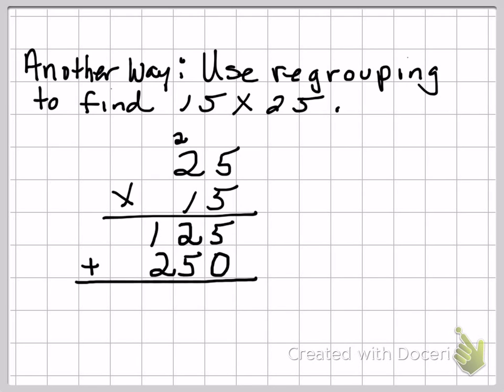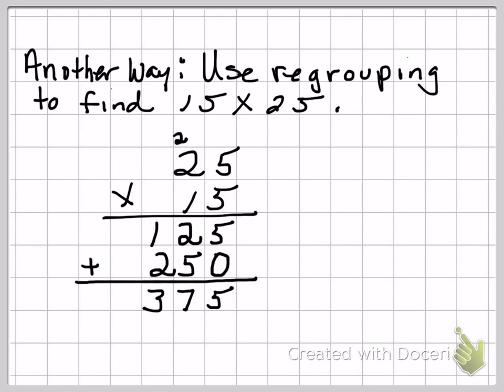Let's take a quick look and add them. 5 plus 0 is 5. 2 plus 5 is 7. 1 plus 2 is 3. 375. Wow, that's the same thing that I got when I used the partial products to find 15 times 25. Good job. Once again, I want to stress that you need to keep your columns really straight.